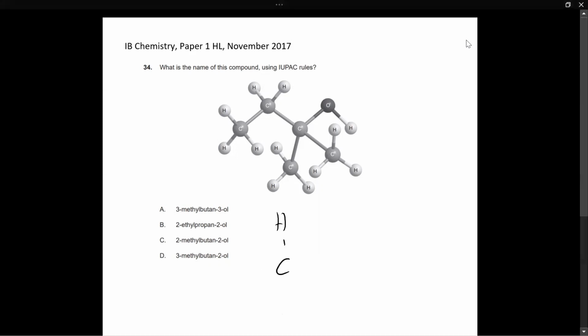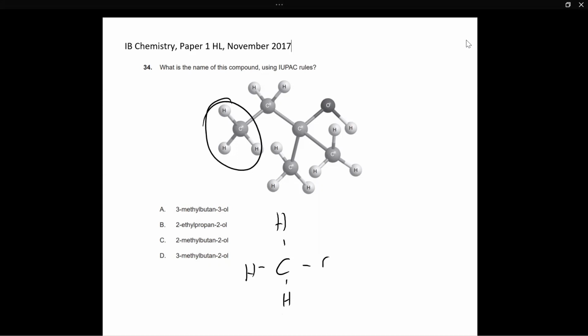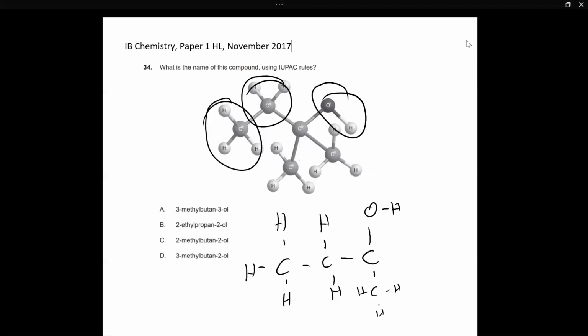So the CH, that is this group, and then this is attached to another carbon, and then this carbon is attached to another carbon, which has a hydroxyl group attached to it, and also a methyl group attached to it. So that would be this and this. And then finally, this carbon is attached to a final carbon, which has 3 hydrogens attached to it, and that would be this one.